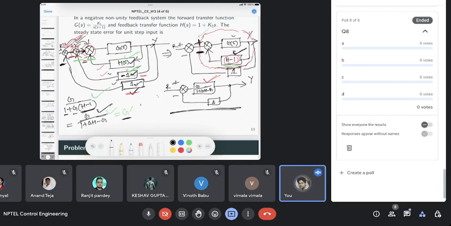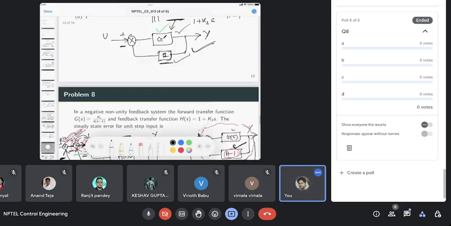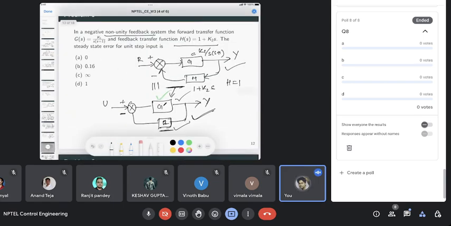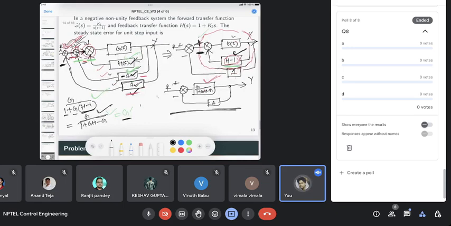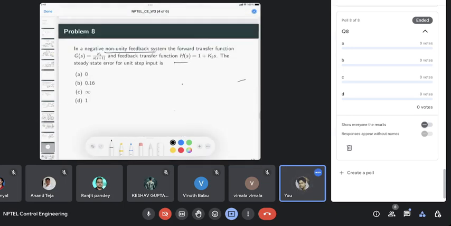Then you can apply the steady state formula. Again, just plug in that value and I will write here. I just have to simplify, nothing else is there. So you want to find G by 1 plus GH minus G.